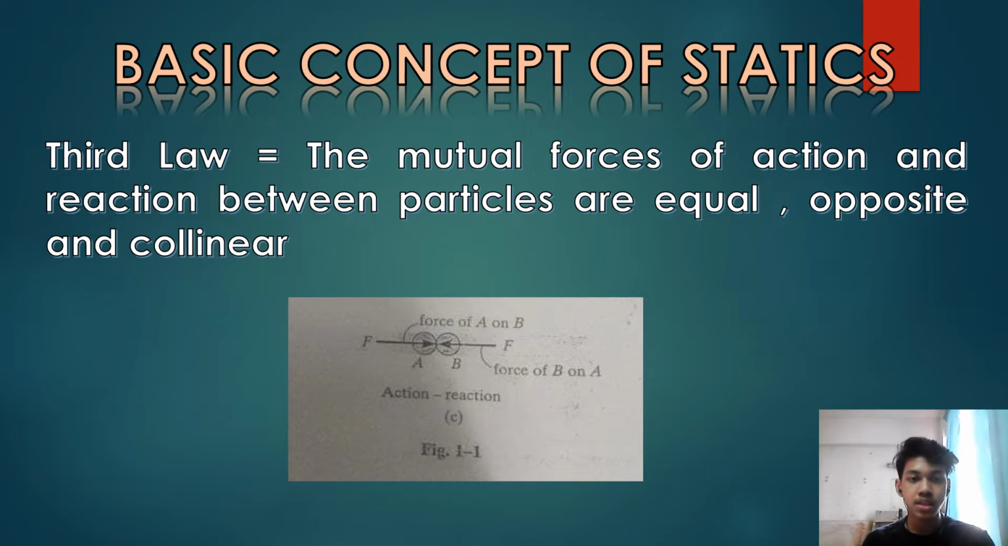Next, we are going to the third law, which is the last of Newton's laws. The third law states that the mutual forces of action and reaction between particles are equal, opposite, and collinear. Right here there is a figure that explains this. There are particles A and B in contact together, and the force of A on B is the same as the force of B on A, but in the opposite direction.